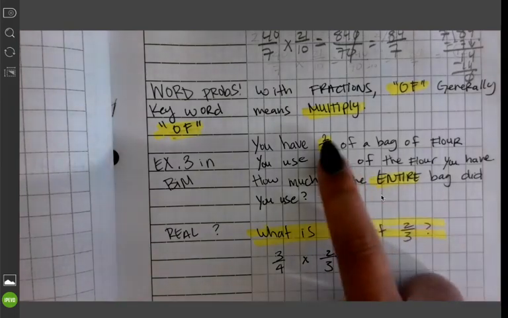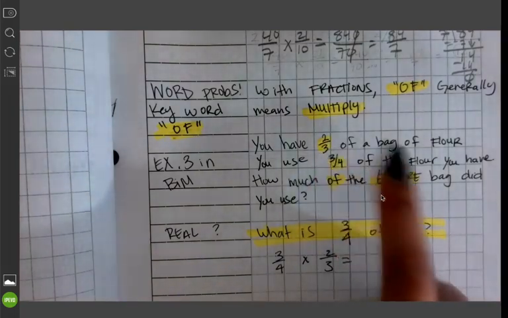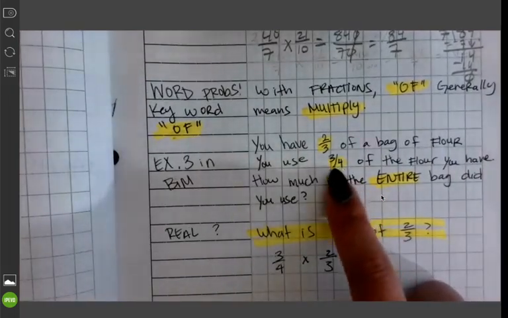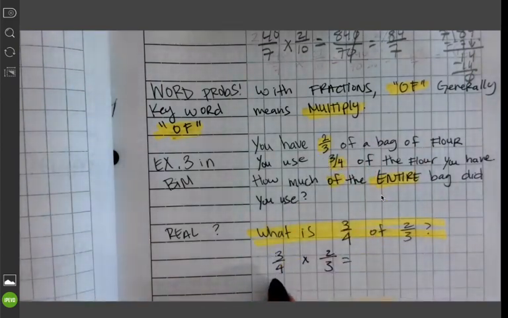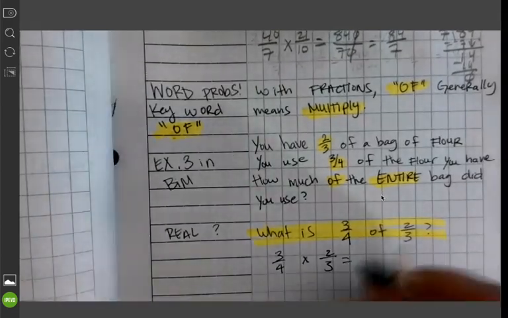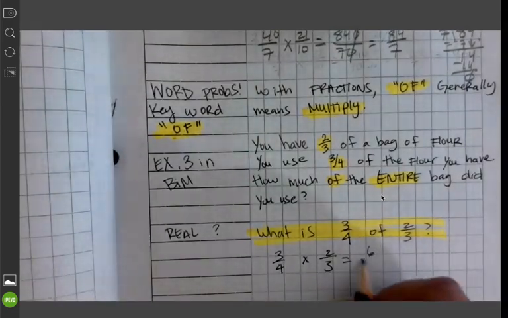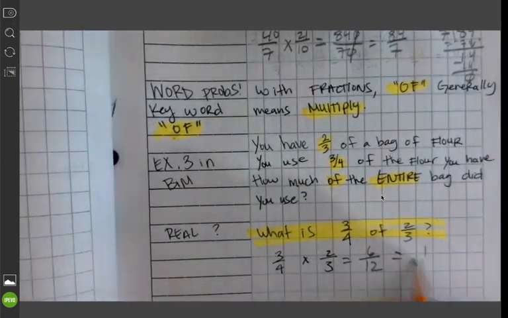Your entire bag is 2/3. And I want to know, what is 3/4 of 2/3? So, of means multiply. So 3/4 times 2/3. 3 times 2 is 6. 4 times 3 is 12. I know that 6/12 is 1/2.